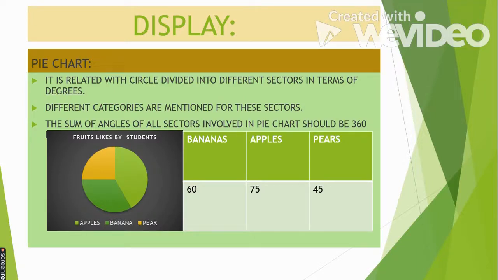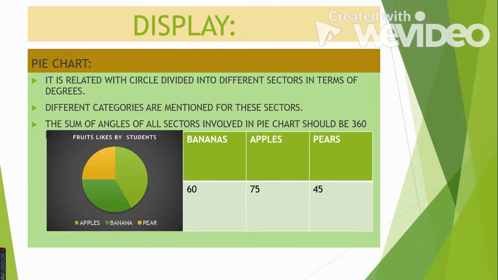Previously we have discussed the display of pictogram and bar graph. Now our topic is pie chart. It is related with a circle divided into different sectors in terms of degrees. So these portions are called sectors, and we will show different categories here.